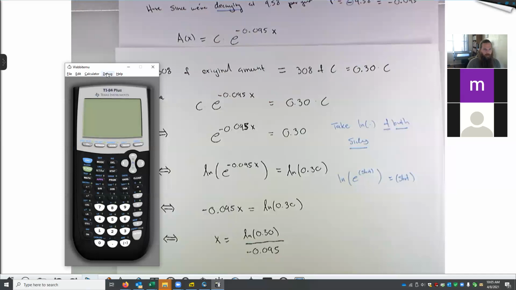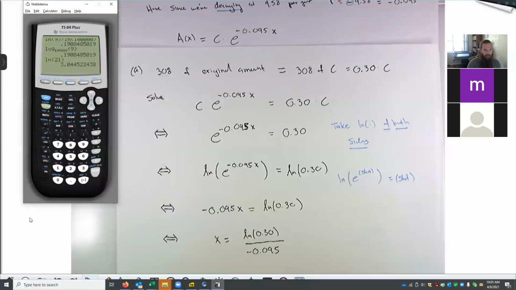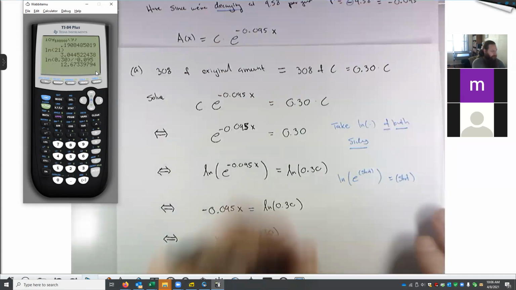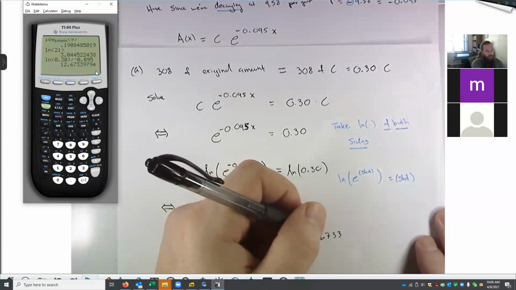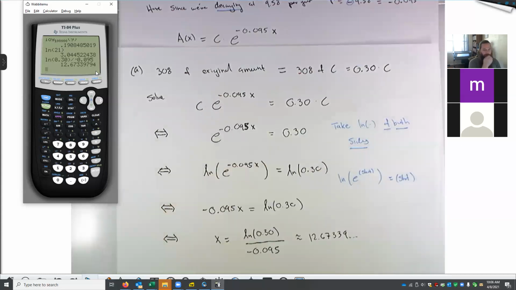So if I want to give a decimal approximation to this answer, I'm going to take the ln of 0.30, close that parentheses, then divide this whole mess by negative 0.095. And I get 12.673. So wherever they wanted us to round, we could round. That's our answer. Little over 12.5 years.